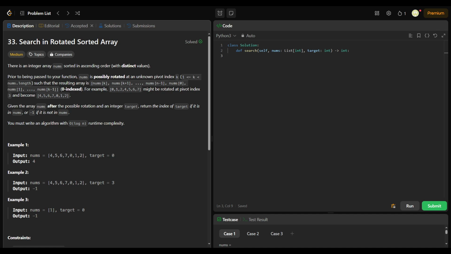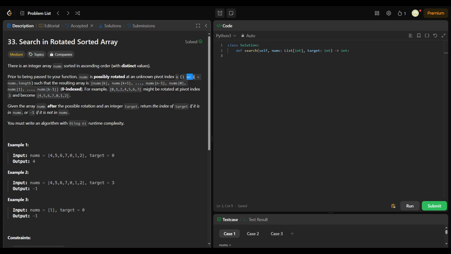What's up, everyone? This is LeetCode 33, Search in Rotated Sorted Array. So there's an integer array nums sorted in ascending order with distinct values. Prior to being passed to your function, nums is possibly rotated at an unknown pivot index k, and k is between 1 and the length of the array.